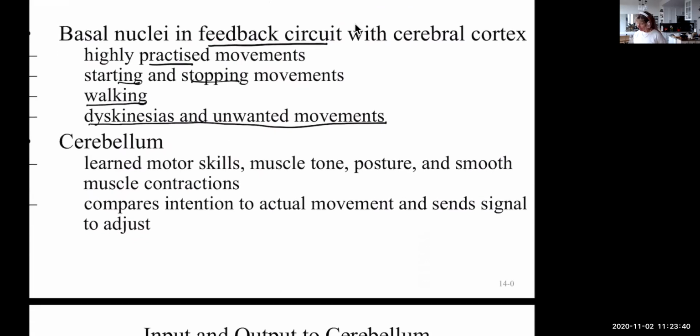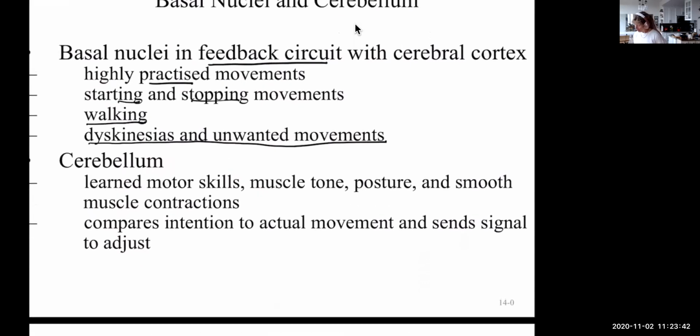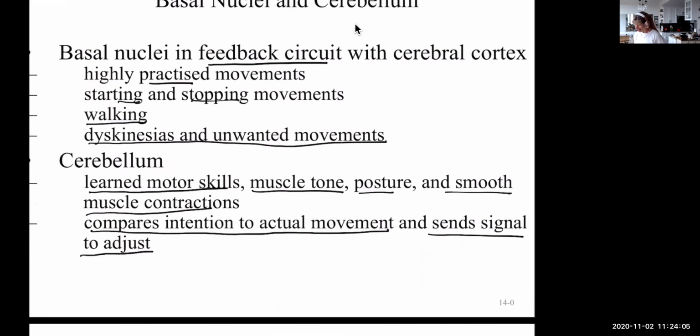This brings us to the cerebellum. The cerebellum, as we said before, has about 50% of the brain's neurons, although it's only 10% of the size. The cerebellum is responsible for motor skills, muscle tone, posture, smooth muscle contractions. It compares the intention of actual movement and sends a signal to adjust. So the intention comes from the motor cortex.